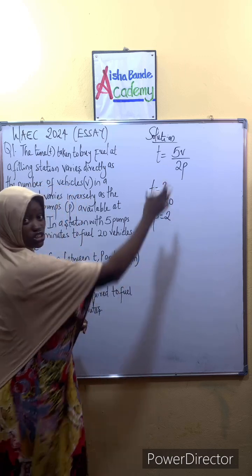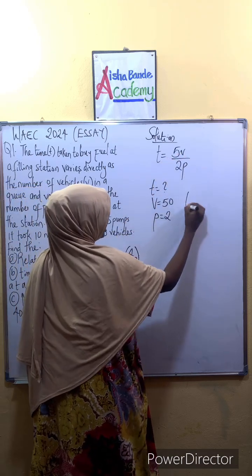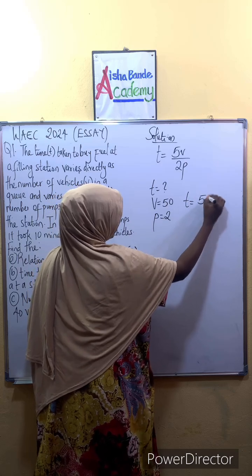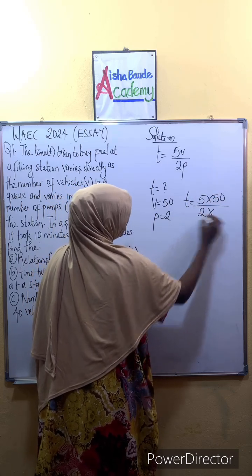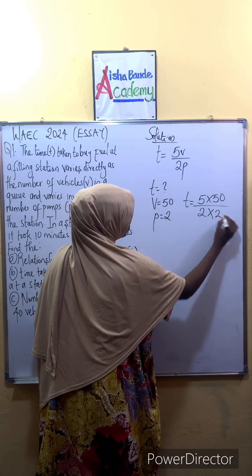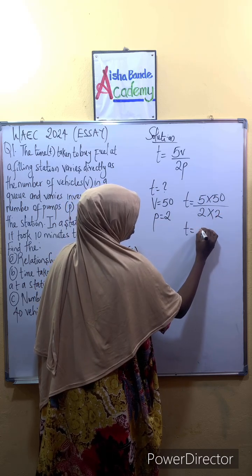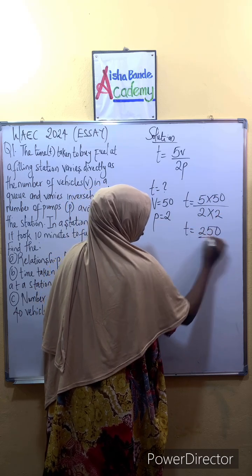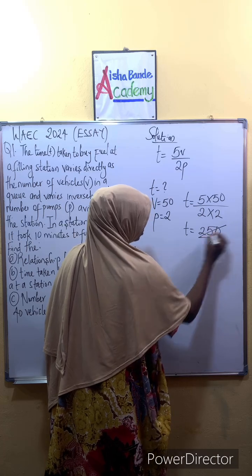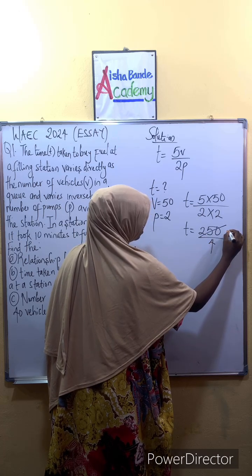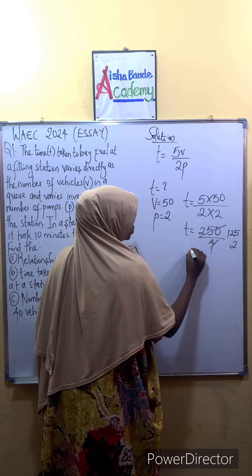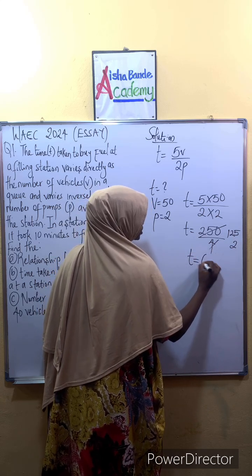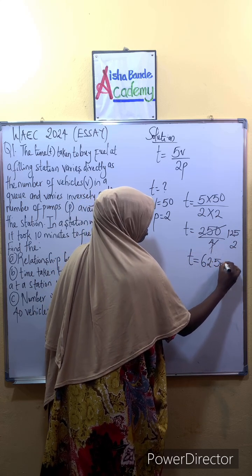So now we're substituting into this relation. T is equals to 5 times V, which is 50, all over 2 times the value for P, which is 2. So T is equals to 250 over 4. So let's break down. 2 here gives us 125 and 2 here gives us 2. So T is equals to 62.5 minutes.